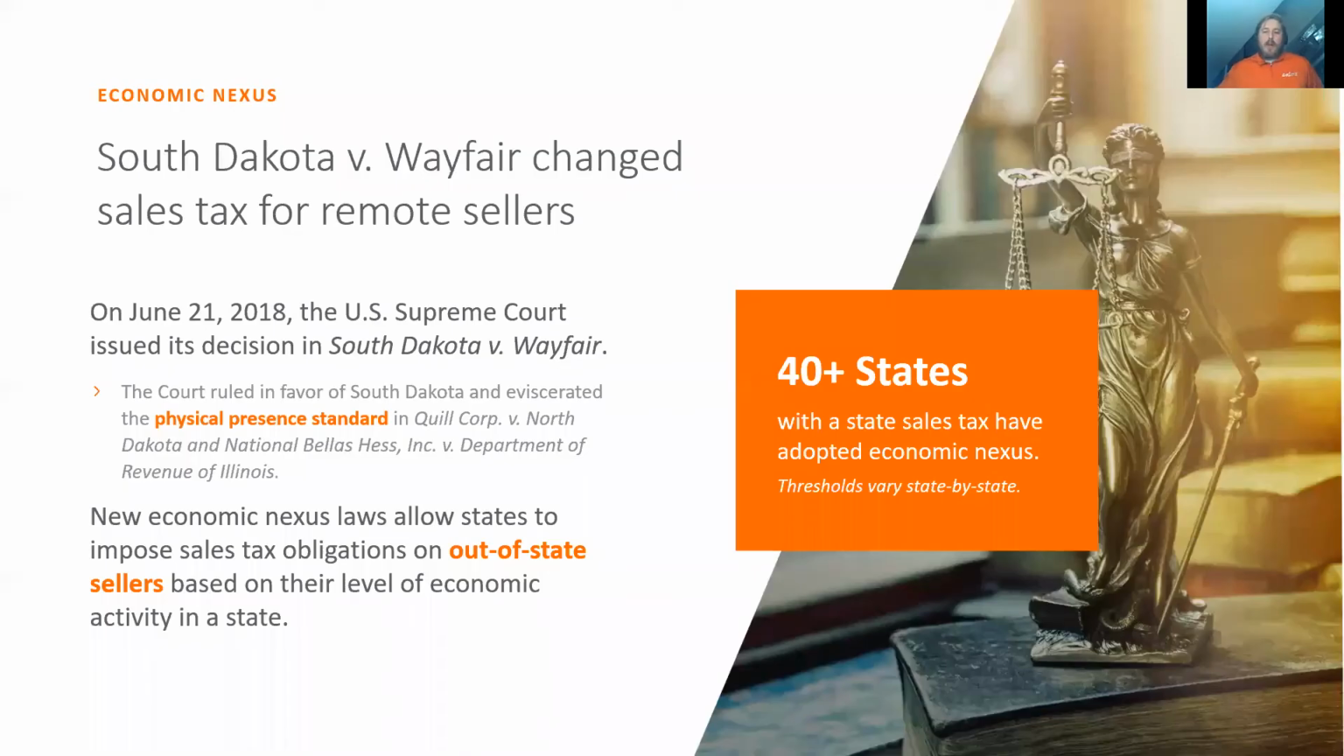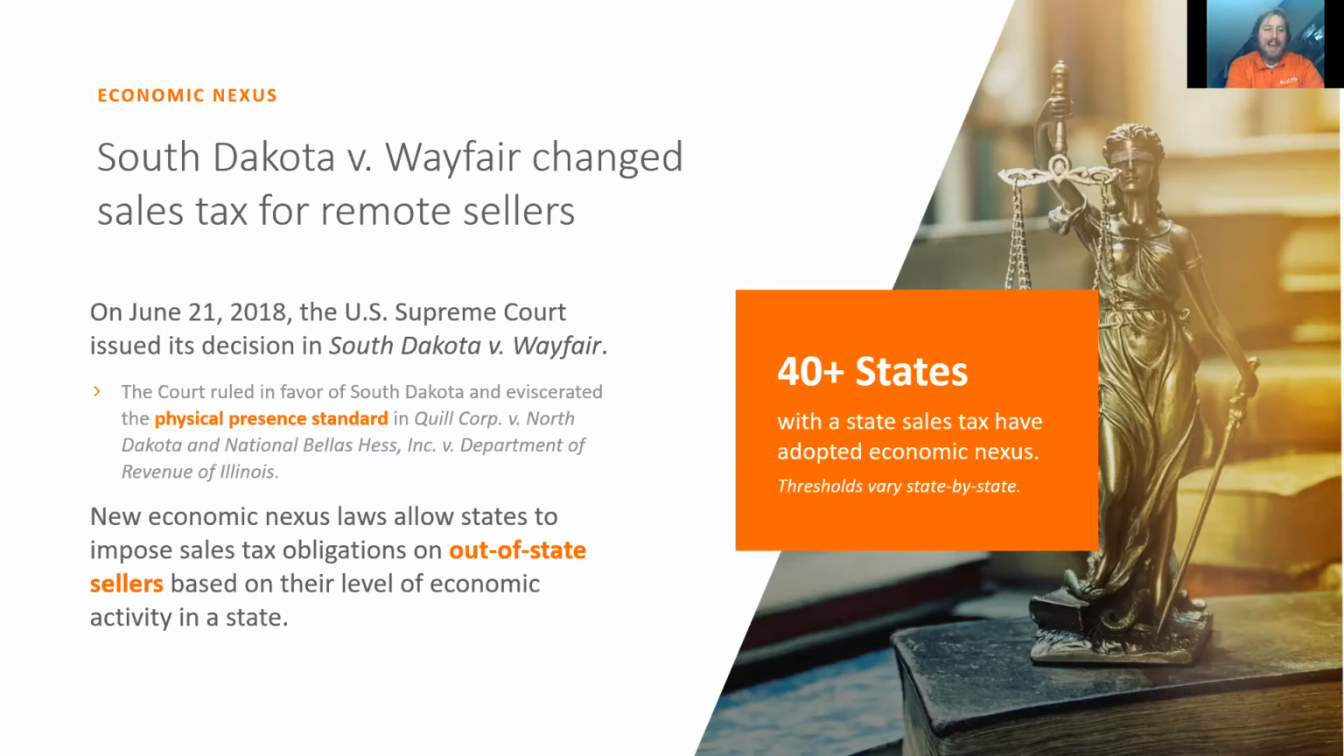So moving right along, South Dakota versus Wayfair, right? It kind of added that additional layer of complexity when it came to sales tax as a whole. So as you can see here, in June of 2018, the U.S. Supreme Court issued the decision where they ruled in favor of South Dakota. They said, sorry, Wayfair, we think it is constitutional for them to put in place economic thresholds in the flavor of $100,000 or 200 separate orders.